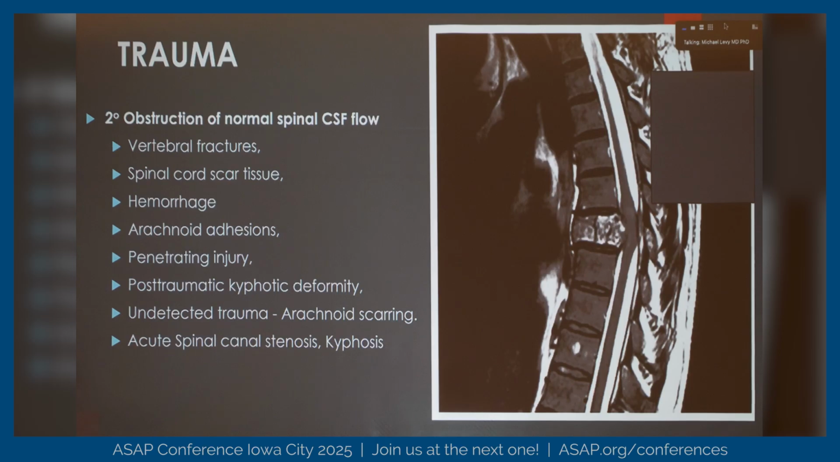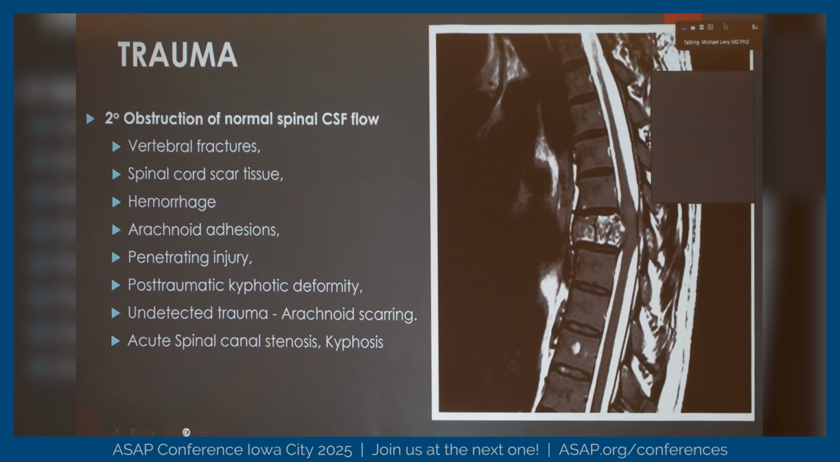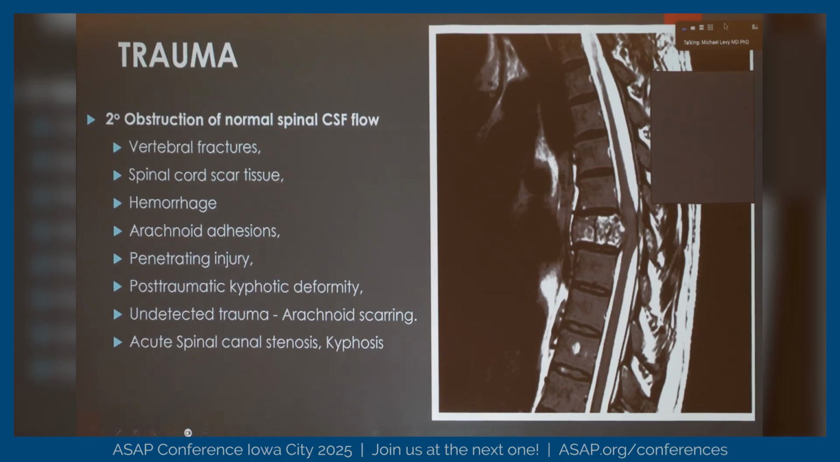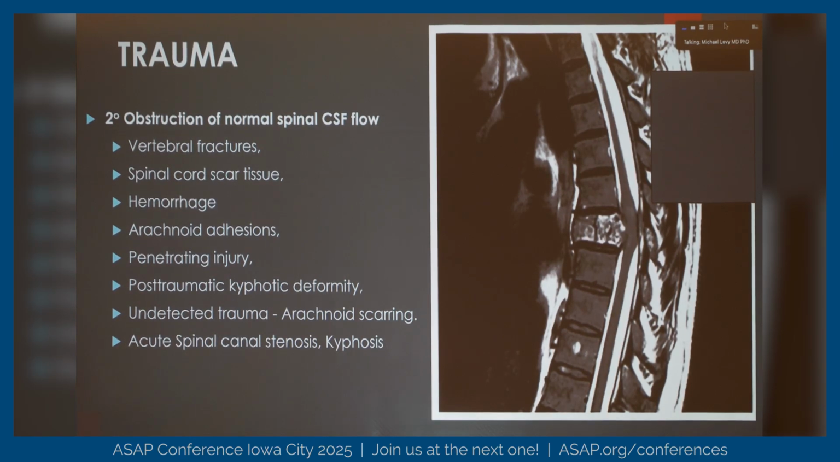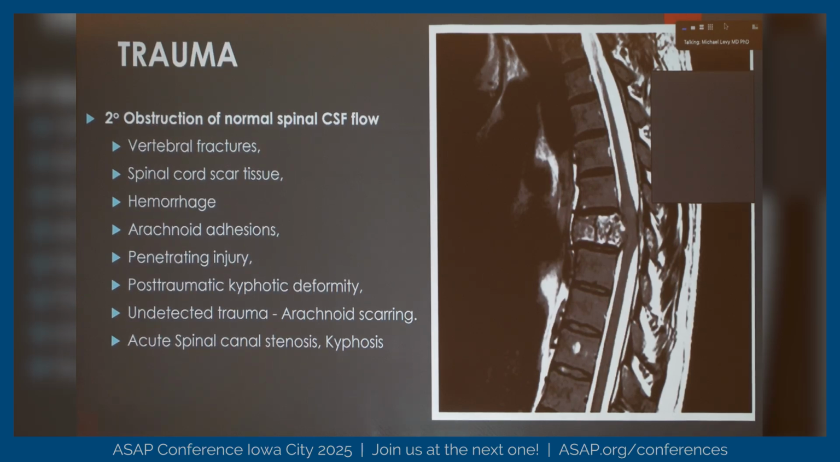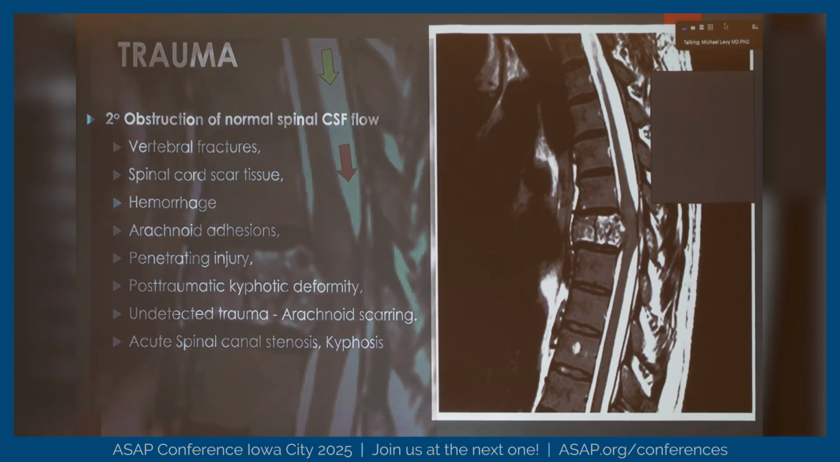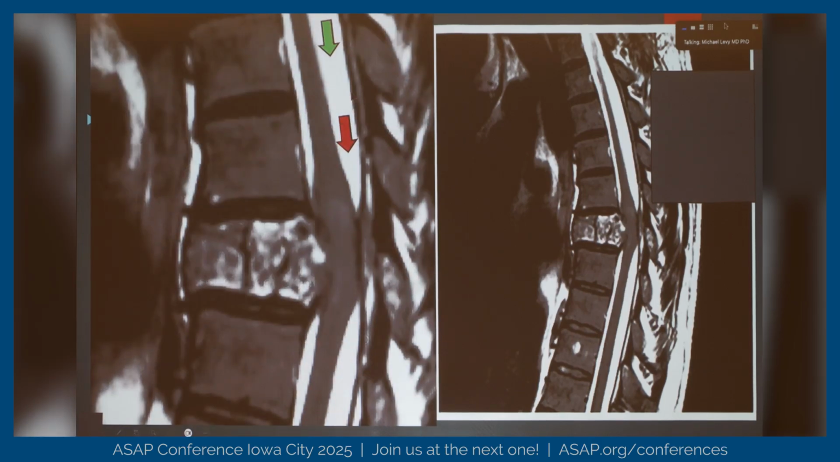Trauma can result, for many reasons, in an obstruction of the normal CSF flow. This is a compression fracture. You can also have spinal cord scar tissue form as a result of the trauma, hemorrhage, arachnoid adhesions, penetrating injuries, or kyphotic deformities. Whether it's detected or undetected trauma, you can have associated scarring of the arachnoid, in addition to progressive and acute spinal canal stenosis over time and age. What this does is basically diminish the CSF space around the cord.